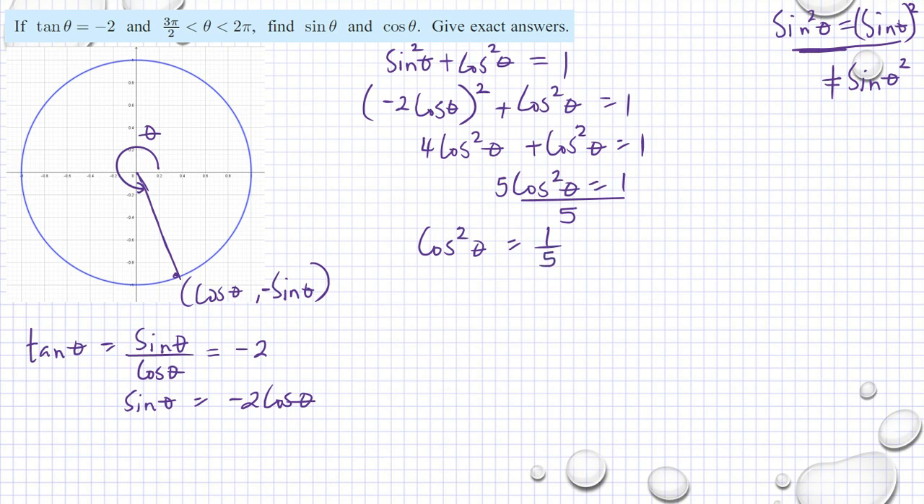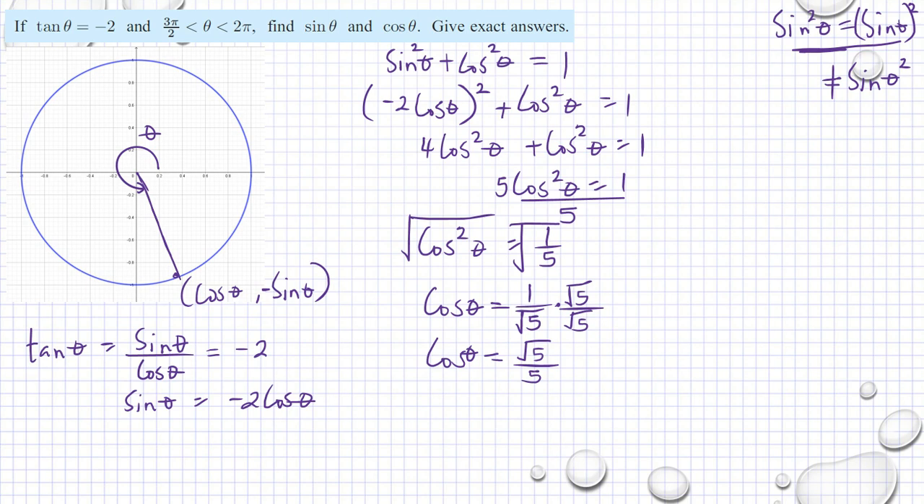Take the square root of both sides of the equation. Then cosine theta is equal to 1 divided by square root of 5. If we multiply both numerator and denominator by square root of 5, then we have square root of 5 divided by 5. That is our cosine theta. Then we have found cosine theta, which is the positive value.